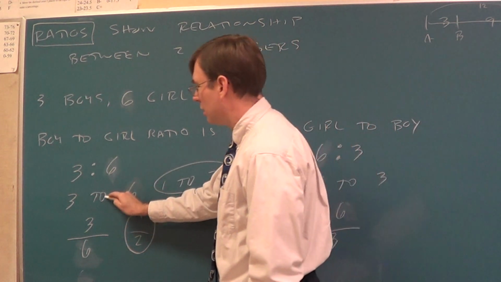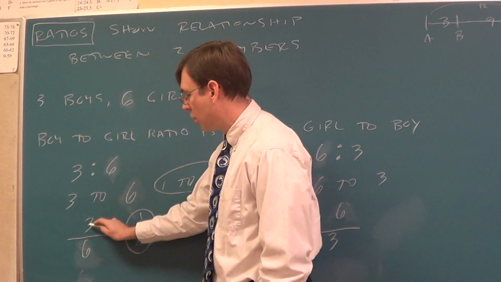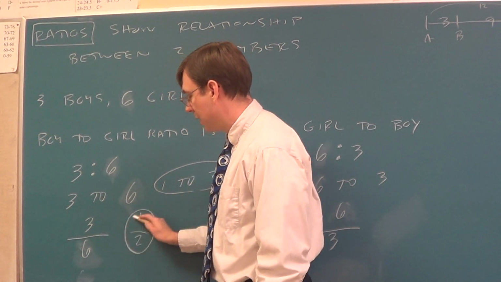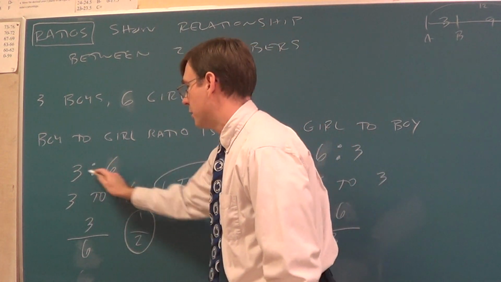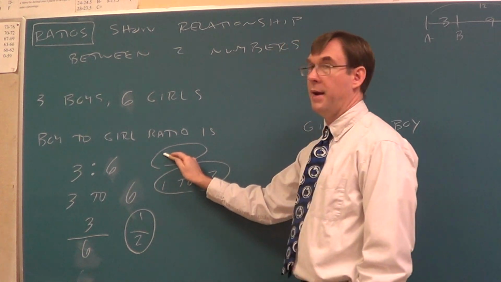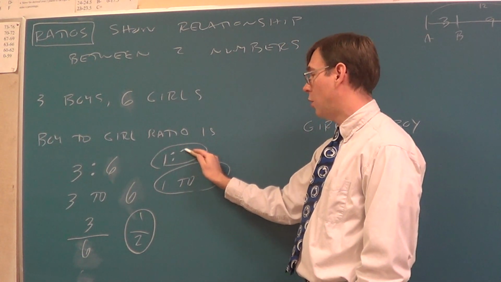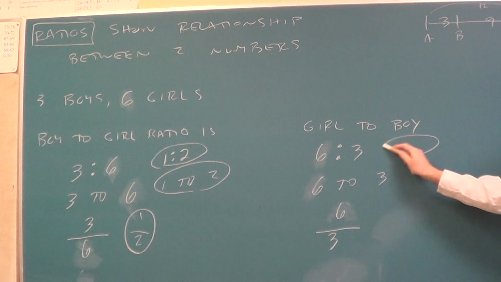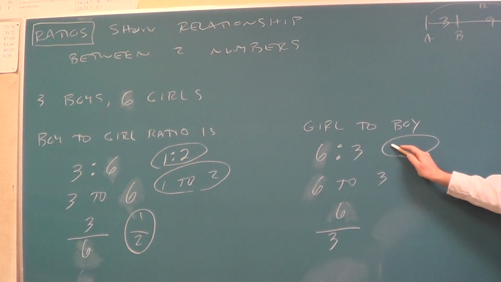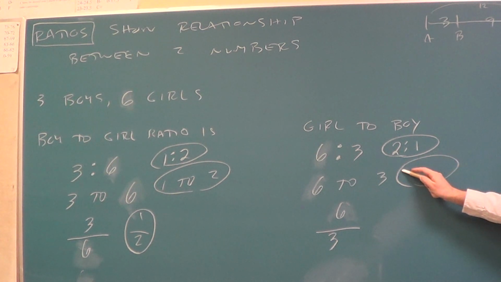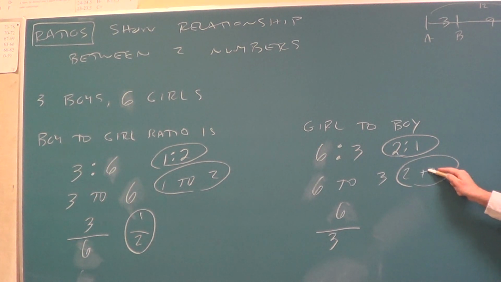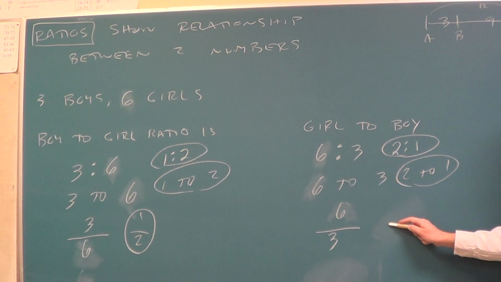You reduce with the word "to" the same way you reduce with the fraction. 3 went into both of these to make 1 and 2. 3 can go into both of those, and we want to make 1 colon 2. So what are we going to do about this? Just reverse it, so 2 colon 1. This would be 2 to 1. So now let's take this one on finally.